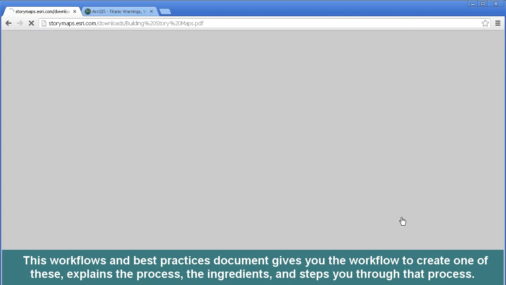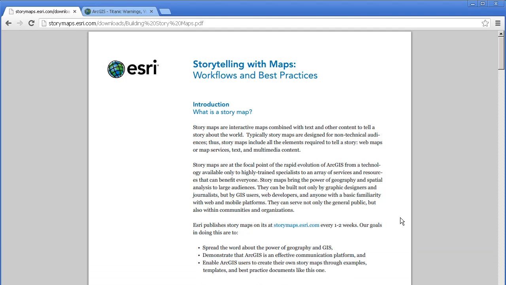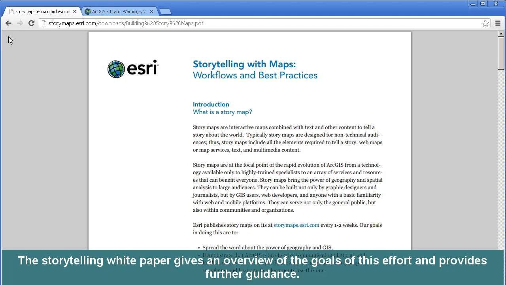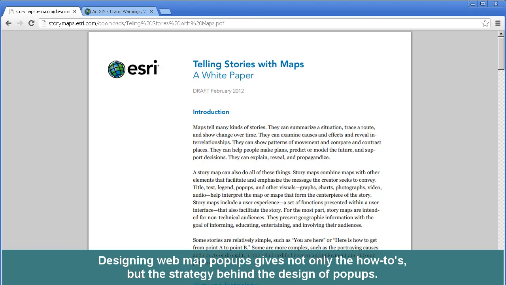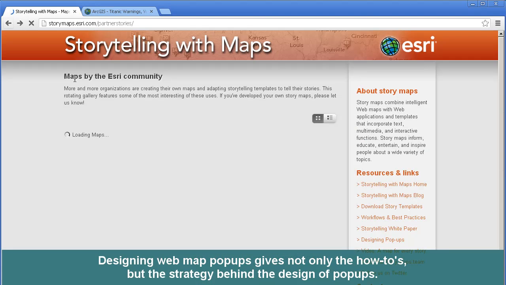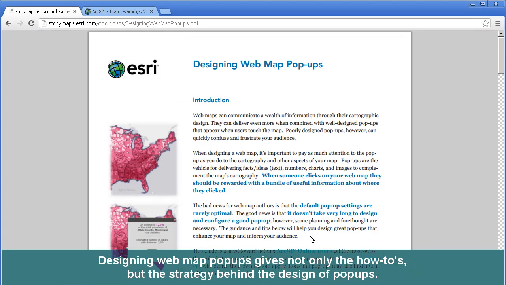This Workflows and Best Practices document gives you the workflow to create one of these, explains the process, the ingredients you need, and steps you through that process. The Storytelling White Paper gives a nice overview of the goals of this effort and provides further guidance. Designing web map pop-ups gives not only the how-tos, but the strategy behind the design of pop-ups.